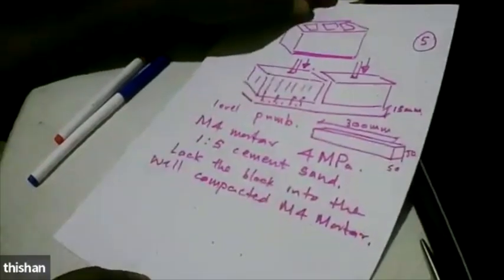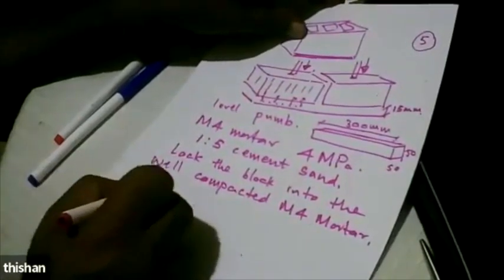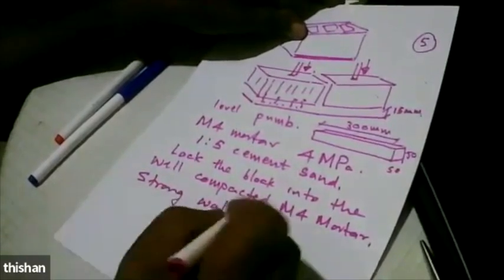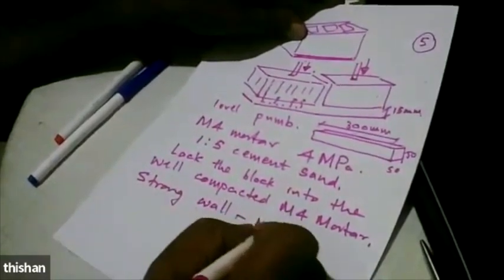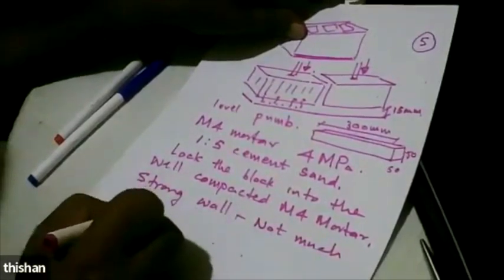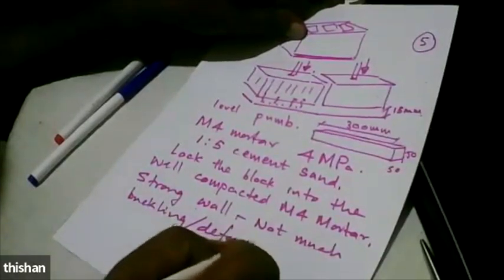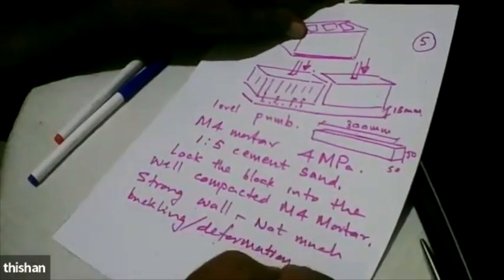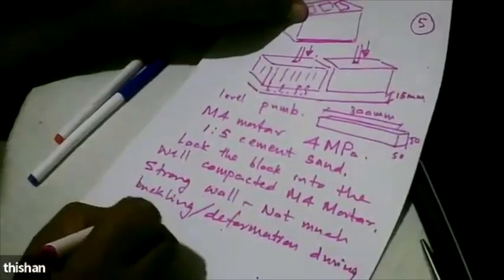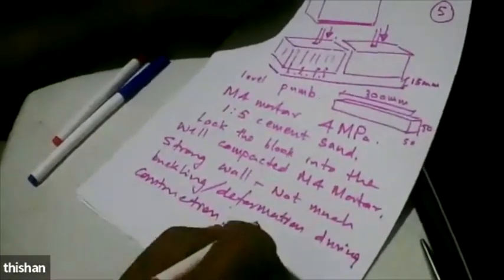So what do you get? You get a strong block, strong wall. Because of this locking, not much buckling, deformation during construction. So the block wall will be very straight.